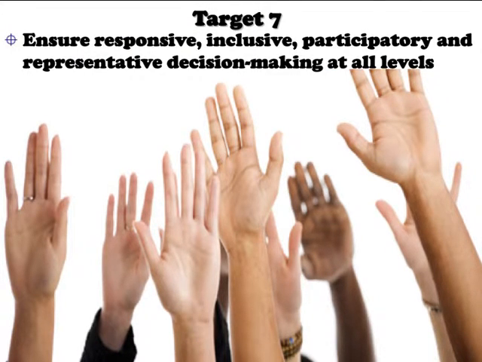Target 7, ensure responsive, inclusive, participatory, and representative decision-making. Well, the idea of justice goes beyond having just an impartial and fair hearing in a court of justice. It also means having just laws, but also opportunities, resources, and full participation in the governance process.